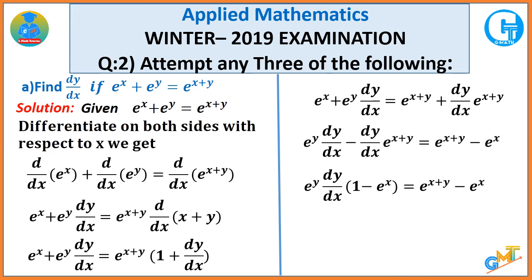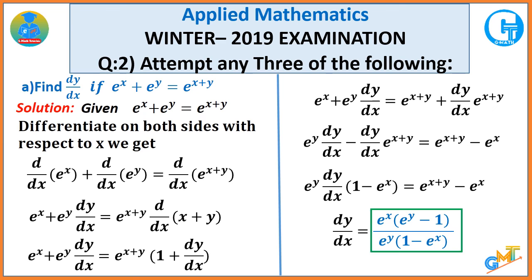Then write dy by dx on the other side. We get dy by dx is equal to e raised to x plus y. Then take e raised to x common from the right side. We get e raised to x into e raised to y minus 1, divided by e raised to y times 1 minus e raised to x. This is the required solution.